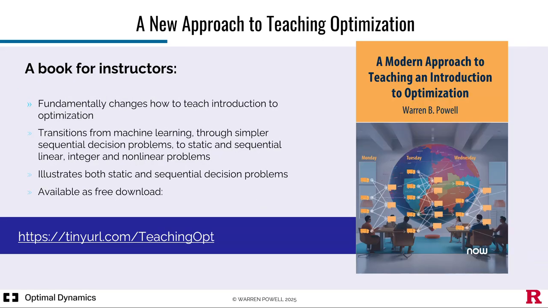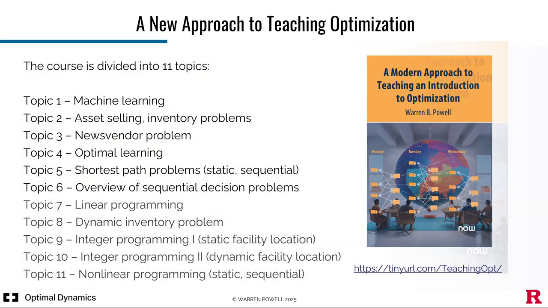Now, I also have a book for instructors. So this book is aimed at people teaching introductory courses in optimization. Now, it was motivated by looking at the course at Princeton that was generally viewed as the linear programming course. What I do here, topic 1, I start with machine learning. Now, it turns out machine learning is not only very familiar to people, I mean, now the AI is everywhere, but it also teaches people the idea of looking for good functions and how to do parameter tuning.